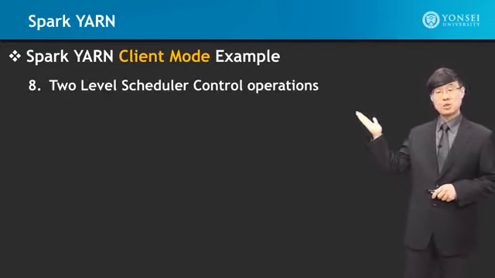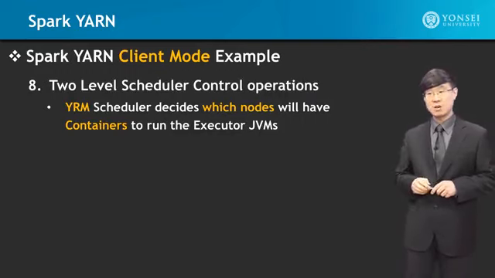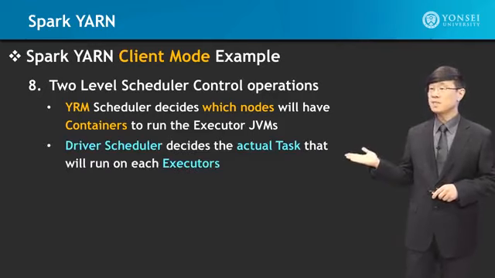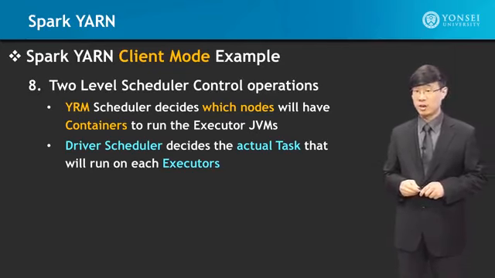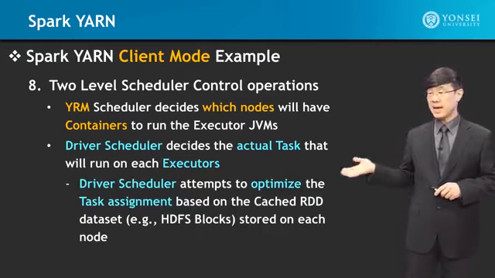There are two-level schedulers that are being controlled. The YRM scheduler decides which nodes have containers to run the executor JVMs. The driver scheduler decides the actual task that will run on each executor. The driver scheduler attempts to optimize the task assignment based on the cached RDD dataset stored on each node.